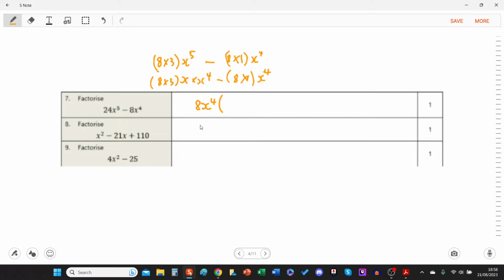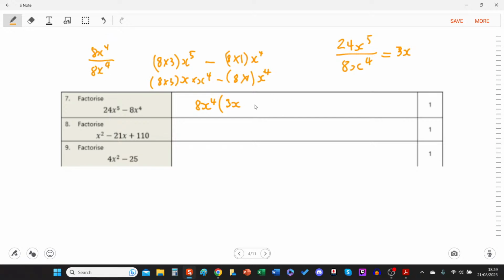And the key understanding here is that when you take something out like this, we see what goes into both. To know what goes in this bracket is a division. So what we took out, we do a division. We do 24x to the 5 divided by what we took out, and that is what goes in the bracket. So 24 divided by 8 is 3. And then x to the 5 divided by x to the 4, you're going to end up with 1x remaining. So the first term in the bracket is 3x. The second term is going to be 8x to the 4 divided by what we took out.